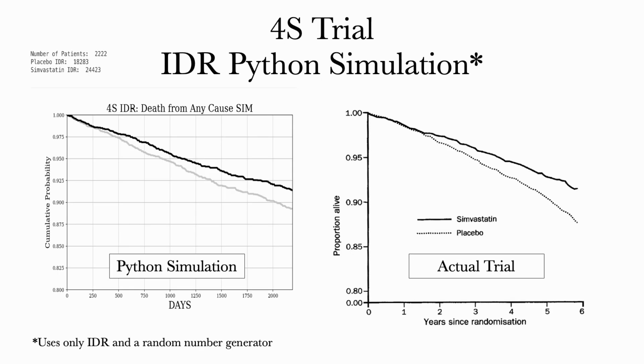So this is the cool part of this whole project. On the left is a simulation that I ran on an iPad on a Python program called Pythonista. And that program used two numbers only. The individual daily risk for placebo of 1 in 18,283 and the individual daily risk for simvastatin of 1 in 24,423 and a random number generator.